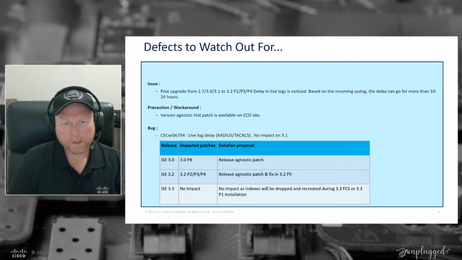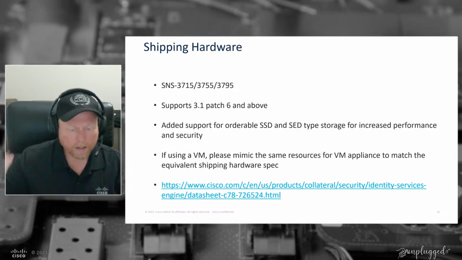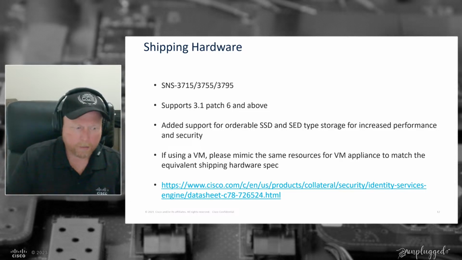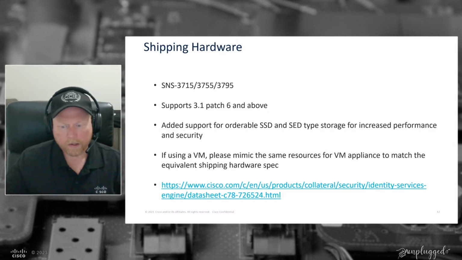If you're using virtual machines, just make sure that you mimic the shipping hardware. If you're doing it previously with a 3500 series, you're not really going to be matching any profile that we would have in newer code. The new appliances work, by the way, from 3.1 patch 6 and above. So anything after that, if you're using virtual machines, you should readjust those sizings to mimic shipping hardware. That's the way we know how performance should be off of that. So it's just the best way to do it.